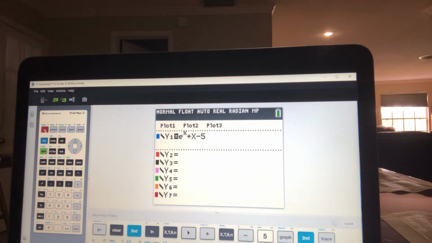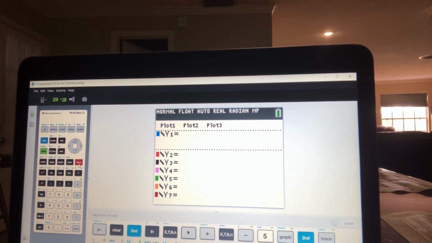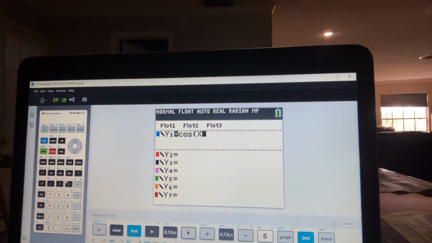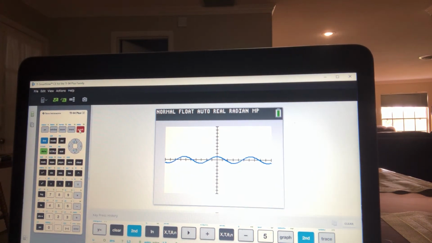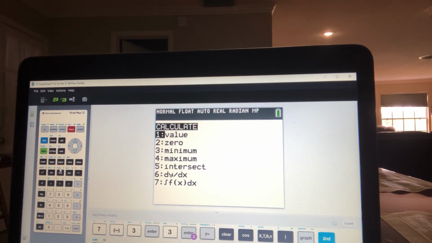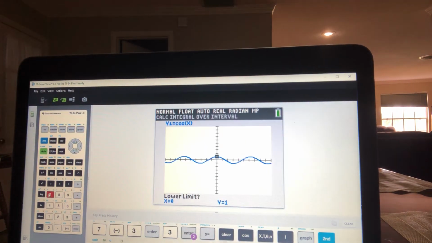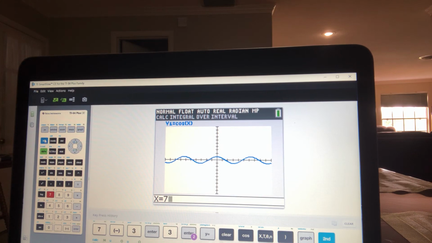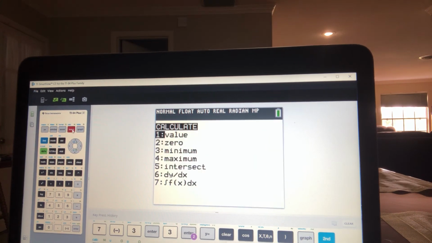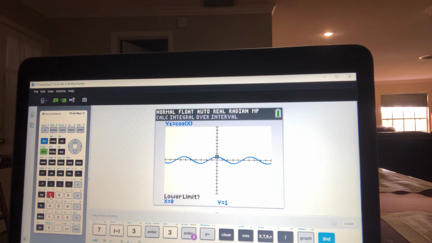Okay, so one last one. I'm going to erase that one, number 3. So we're doing a trig function, the cosine of x, and we're going to graph it. There's the graph. And we're going to calculate the definite integral, which in this case choose number 7. And you have to put in the lower limit, wait, I think I pressed the wrong thing. I'll have to go back. So second, calculate, number 7. Okay, there we go. So it has to say lower limit on the bottom.